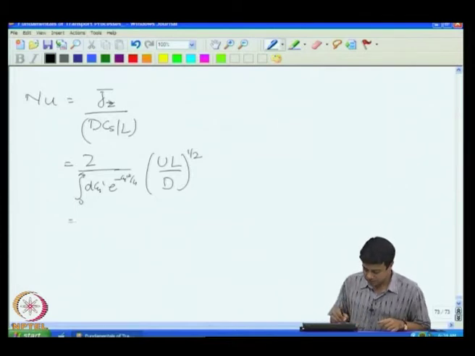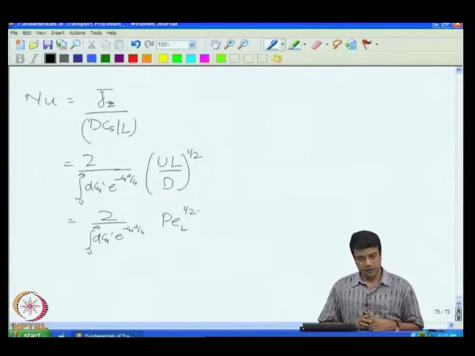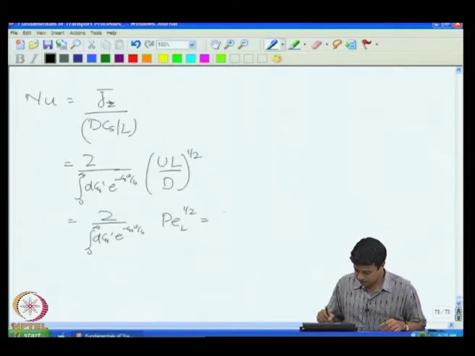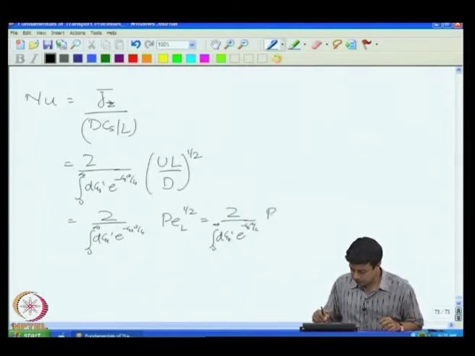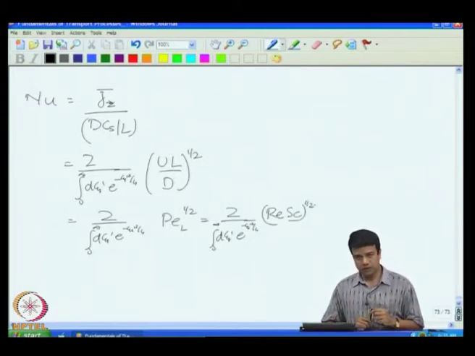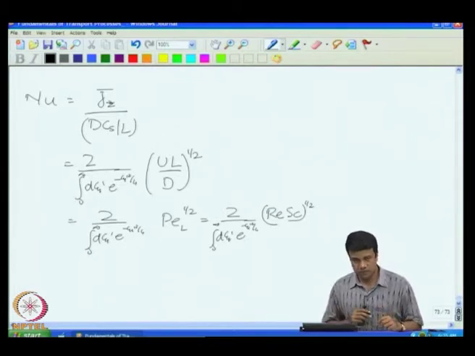And this is equal to 2 by integral 0 to infinity d psi prime e power minus psi prime square by 4 into the Peclet number based upon L to the half. I can also write this as 2 by integral 0 to infinity d psi prime e power minus psi prime square by 4. The Peclet number can be written as the Reynolds number times the Schmidt number to the half. So, this is the Nusselt number for mass transfer.